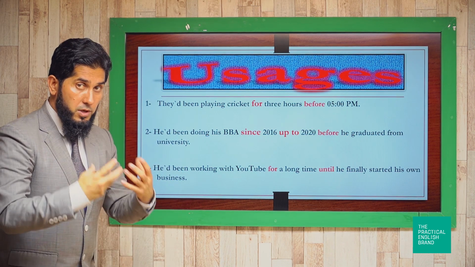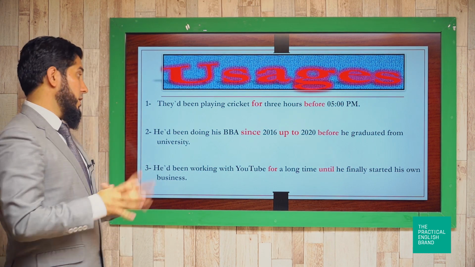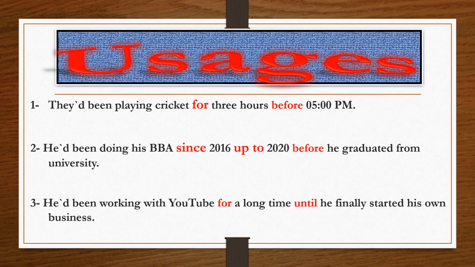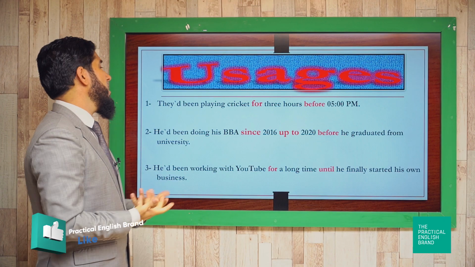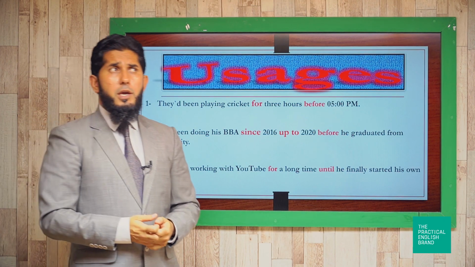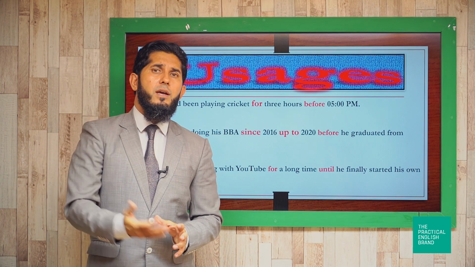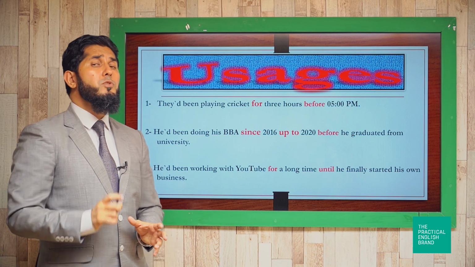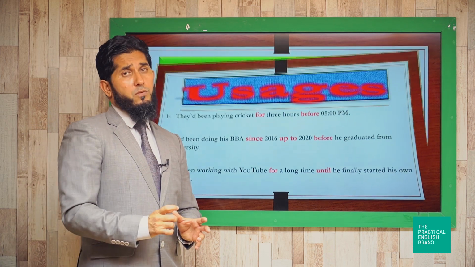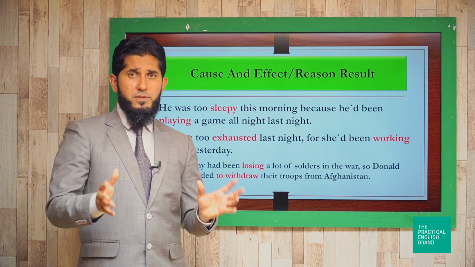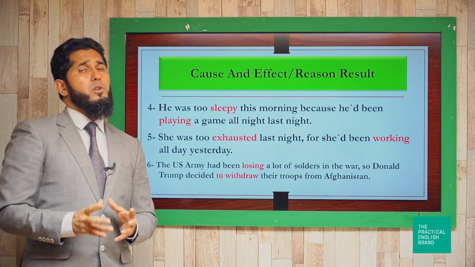You may use the preposition since as well as possible. Okay, number three. Hold on. He'd been working with you two for a long time until he finally started his own business. You can use the conjunction over here, I would say, because after until we have subject plus verb. So you can use the conjunction until.